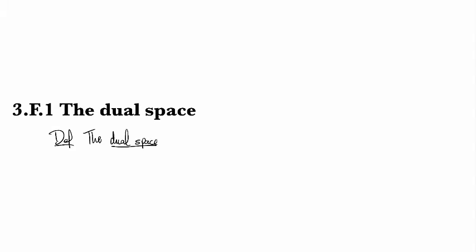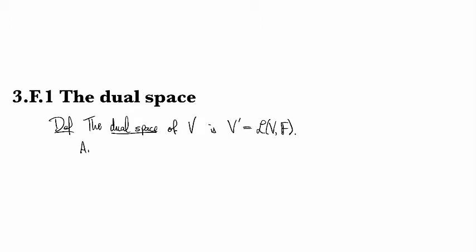So the dual space of a vector space V over a field F is denoted V prime, and it's the set of linear maps from V into the base field. And then we say that an element of the dual, we'll denote them by Greek letters phi and psi, is called a linear functional.